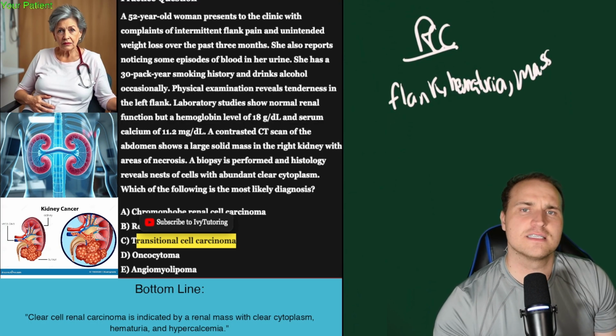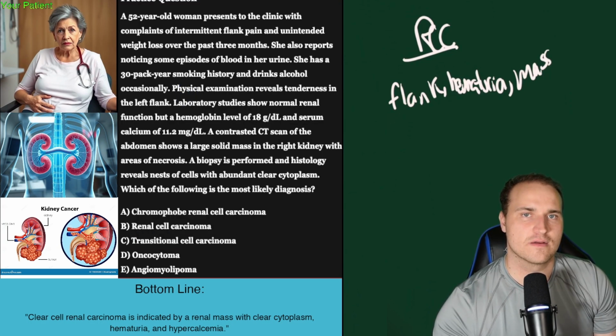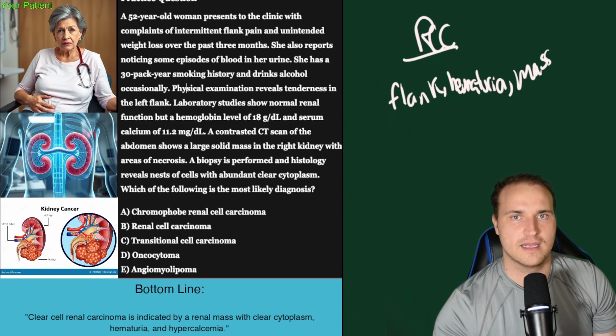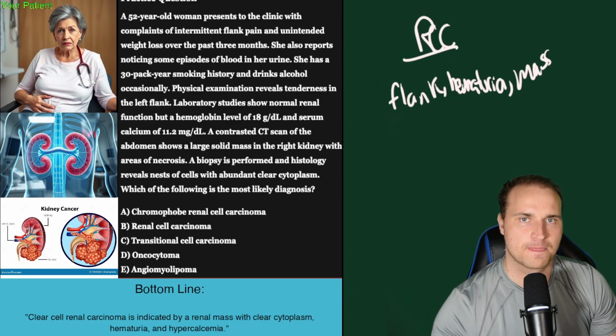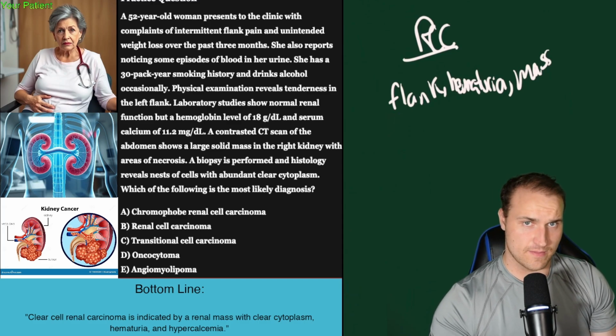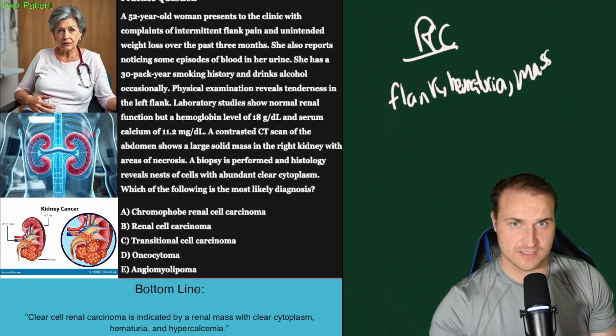C is transitional cell carcinoma. This is a urothelial carcinoma, and this arises from the renal pelvis, and it would have painless hematuria and no paraneoplastic syndromes. Oncocytoma is a benign, mahogany brown tumor, and angiomyolipomas would be benign tumors of the blood vessels and smooth vessels in the fat associated with tuberous sclerosis, like a fatty tumor, not the clear cells of paraneoplasms.